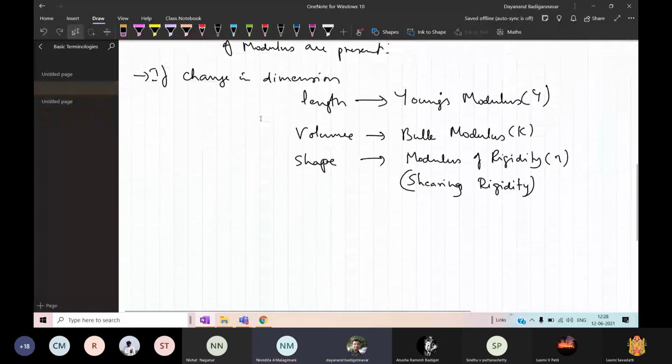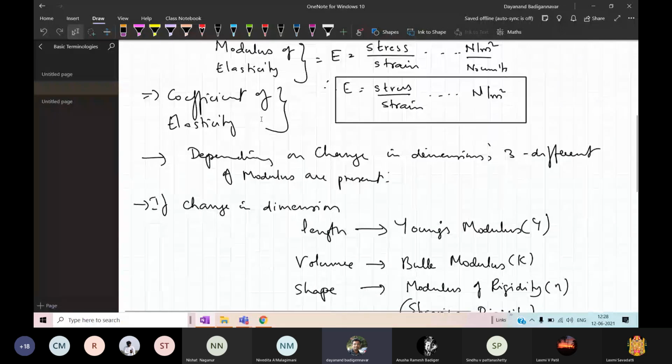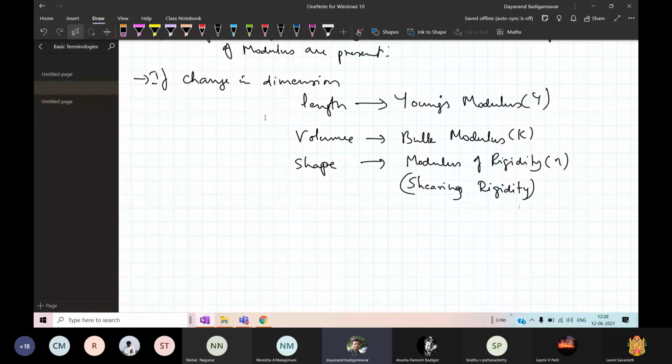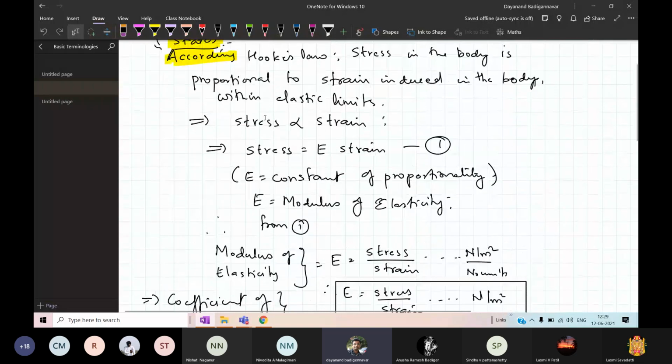Yes, yes, sir. Length change is leading to Young's modulus. If there is a change in volume, it is leading to bulk modulus. When there is a change in shape, it is leading to modulus of rigidity, also called shearing rigidity.